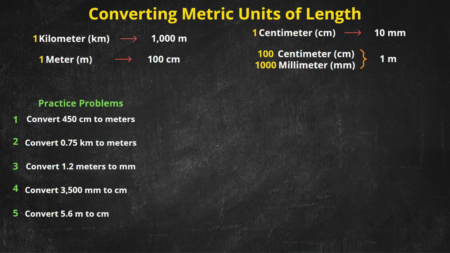Alright, converting metric units of length. Let's start by memorizing: 1 kilometer is 1000 meters. 1 meter is 100 centimeters. 1 centimeter is 10 millimeters. 100 centimeters and 1000 millimeters will equal 1 meter. So don't forget these metric units. You need to memorize them or learn them by heart.